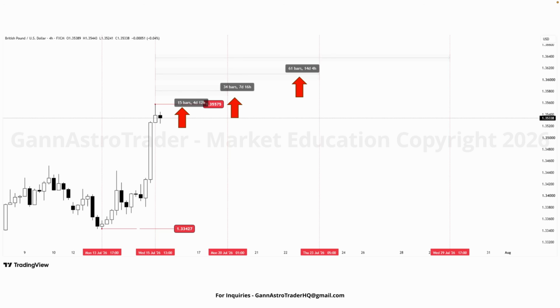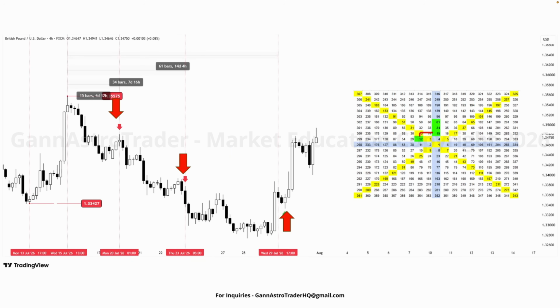Each vertical line represents one harmonic projection generated directly from the highlighted row of the square of 9. As price unfolds, notice how several of these projected intervals align remarkably well with important turning points. These reaction windows weren't drawn after the fact. They were projected in advance using nothing more than the measured swing, the normalized calculation, and the harmonic sequence from the square of 9. This is how we extend the vibration of a completed market move into future time projections.